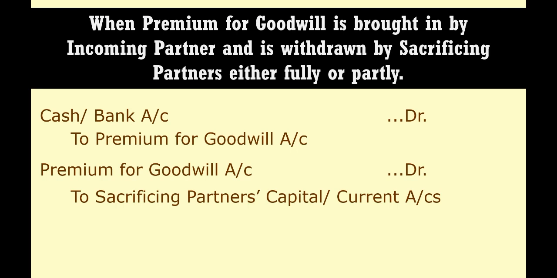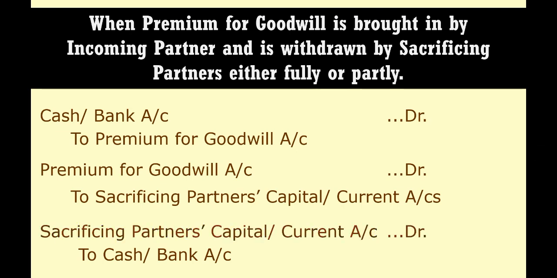Now this amount which sacrificing partners are getting, they are withdrawing from the business either fully or partly. So by whatever amount they will withdraw, cash will go from the business. So credit cash or bank account, and as partners are withdrawing, we know whenever partners withdraw any amount, that is called drawing, and drawing decreases partners' capital. Partners' capital account balance is credit, so to decrease it we will debit, so sacrificing partners' capital or current account debit.